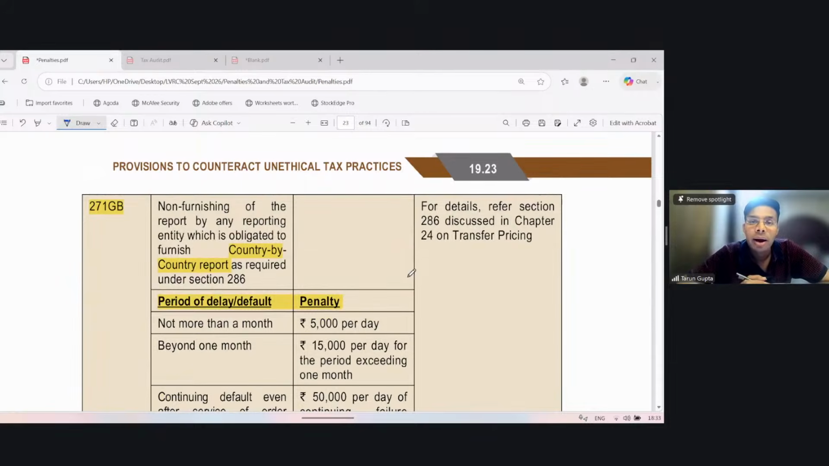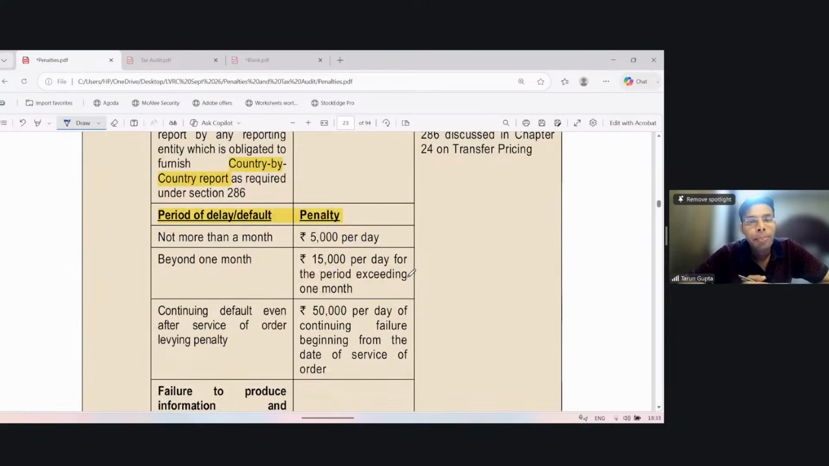271GB. It's regarding CBCR, country by country reporting. If there is a non-furnishing of report by any reporting entity which is required to furnish country by country report as required in Section 286, then the penalty depends upon the delay. If the period of delay is up to 1 month, then the penalty is 5,000 per day. If it is beyond 1 month, then it is 15,000 per day for the period exceeding 1 month. And if even after the notice the report is not submitted, the penalty is 50,000 per day of continuing default beginning from the date of service of order. Okay, so if it's within 1 month, the penalty is 5,000, beyond 1 month, 15,000, and beyond the order, 50,000.